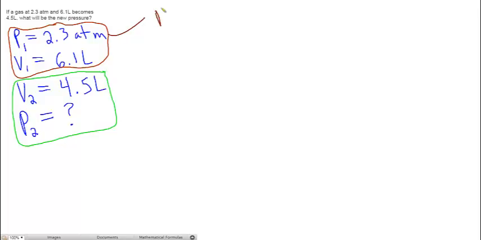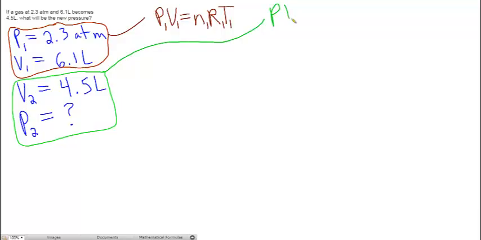So my first ideal gas law, I can just write PV equals nRT. And then since these guys are labeled 1, I can just label this 1, 1, 1, 1, 1. My second ideal gas law, PV equals nRT. And since these guys are labeled 2, I can label these guys 2, 2, 2, 2, 2.